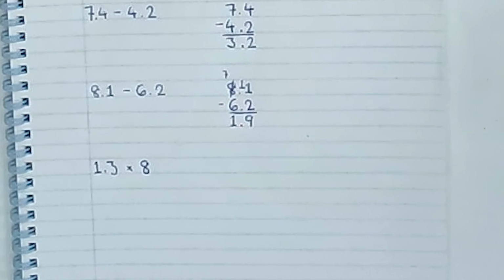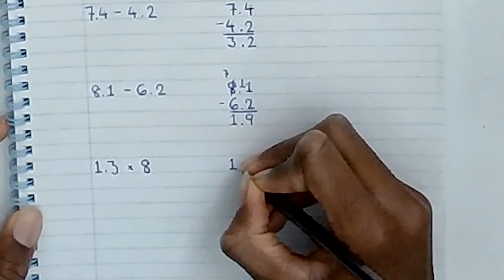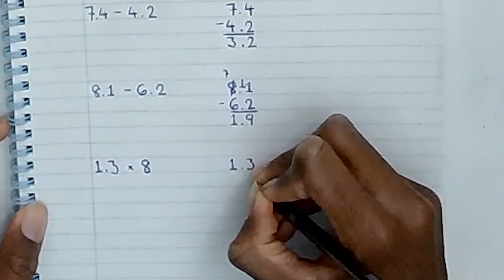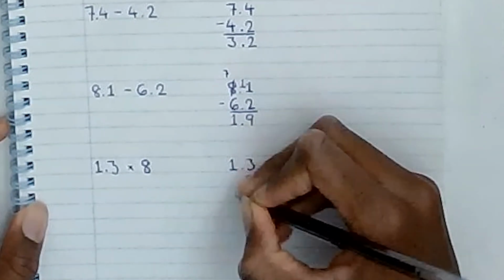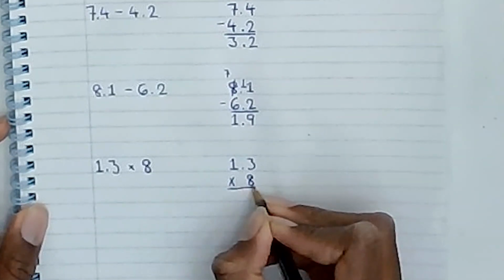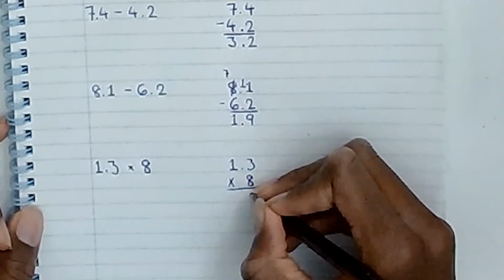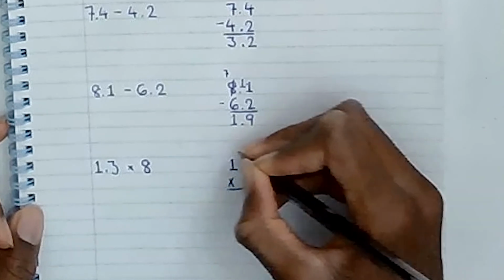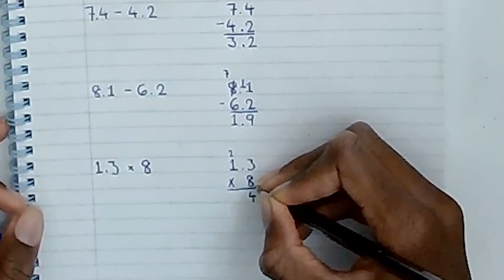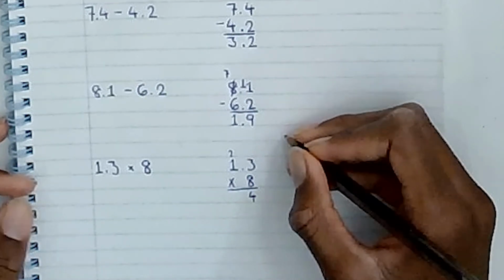Okay, now we have a new problem, 1.3 times 8. So we lay it out a bit differently compared to the previous ones. We'd lay it out like this. 1.3. We're putting the 8 here, not in the ones column. So then we just multiply. 3 times 8 is 24. Put the 2 here. 1 times 8 is 8. 8 plus 2 is 10.